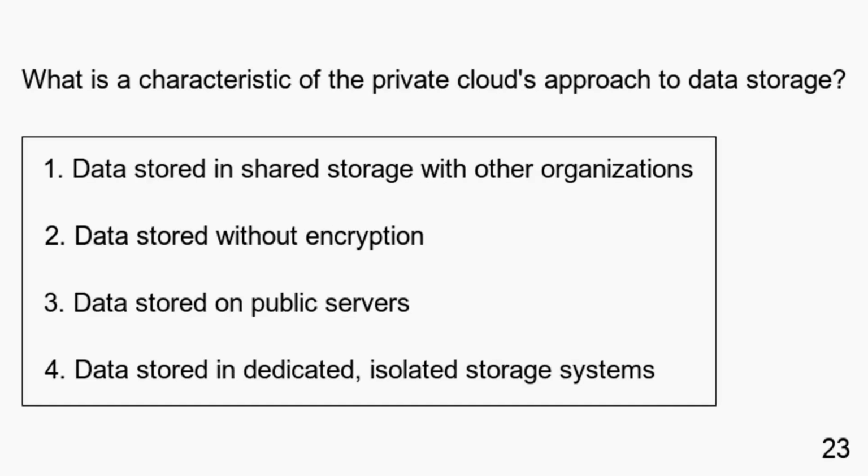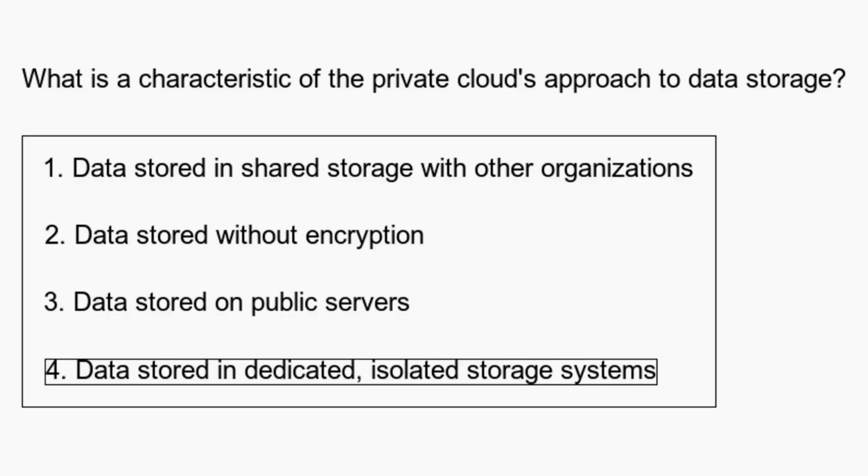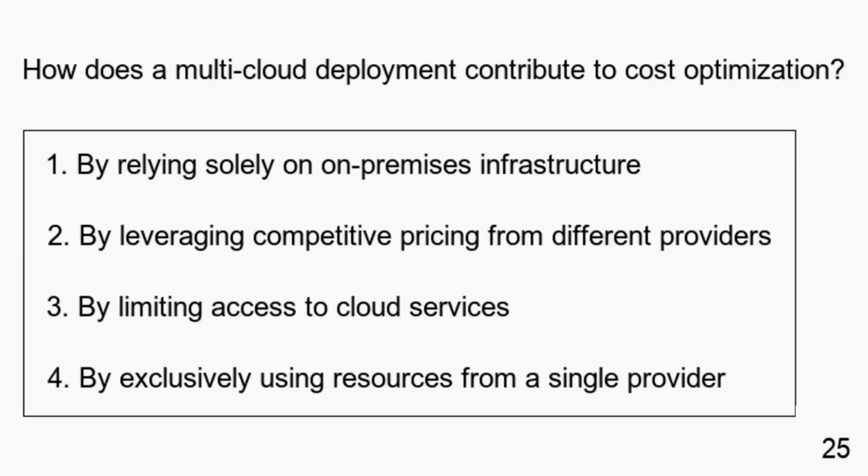What is a characteristic of the private cloud's approach to data storage? Data stored in shared storage with other organizations. Data stored without encryption. Data stored on public servers. Data stored in dedicated, isolated storage systems. Private clouds typically store data in dedicated and isolated storage systems, ensuring privacy and security.